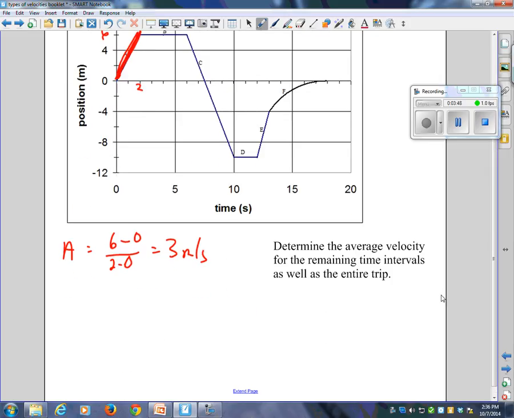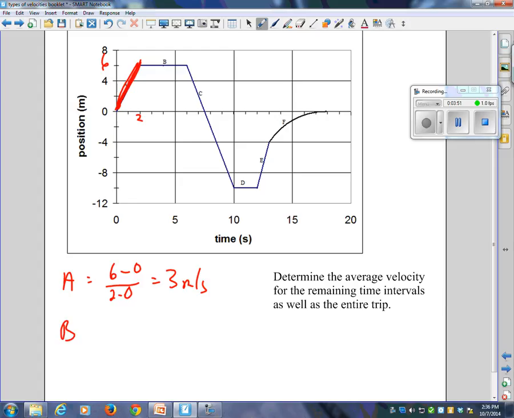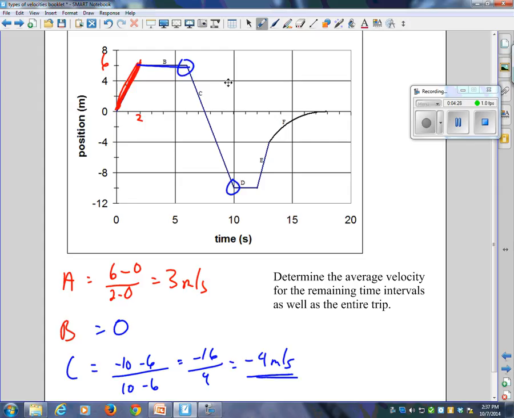So what's the average velocity for B? How can you tell it's 0? Because it's flat. We don't even have to do that. 0. C. Look at those data points. This is at minus 10. It's not 0. Minus 10, subtract 6, all over 10 minus 6 is minus 16 over 4. The average velocity, or the slope, is minus 4 meters per second.